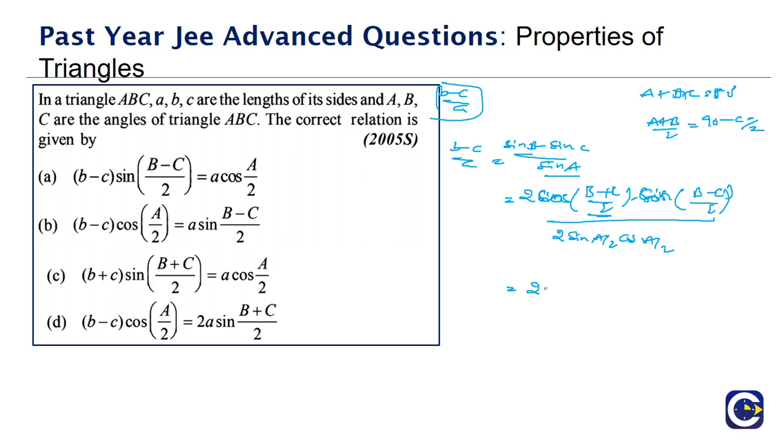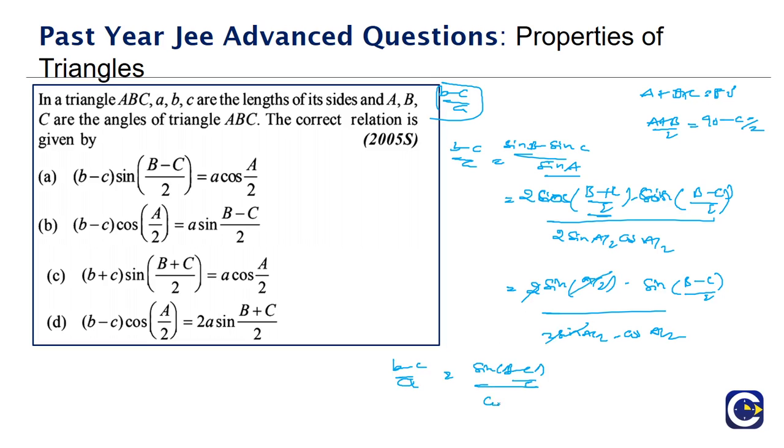What I'll get? 2 into sin, I'm having (B plus C) by 2, so I will have A by 2, into sin((B minus C) by 2) divided by 2 sin(A by 2) into cos(A by 2). So sin(A by 2) gets cancelled, 2 gets cancelled. What am I remaining with? (b minus c) by a is equal to sin((B minus C) by 2) divided by cos(A by 2). So from this, what I'll get? (b minus c) into cos(A by 2) is equal to a into sin((B minus C) by 2). So the answer for this question is option B.